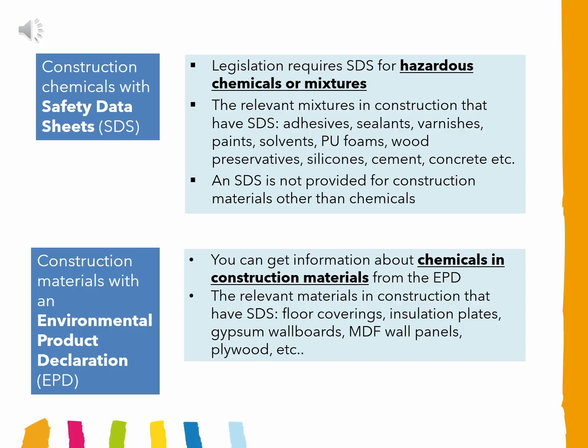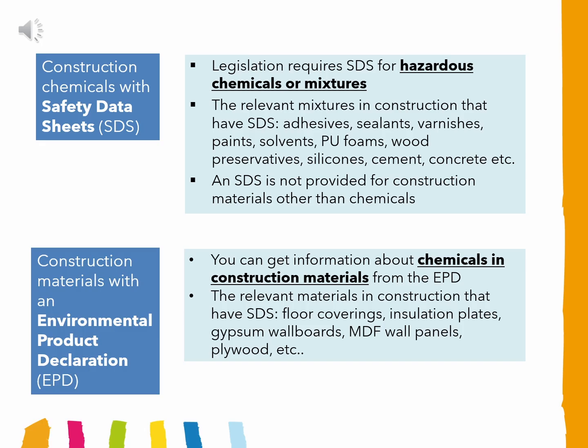In construction, we often work with both chemicals and materials, and these are regulated differently. Hazardous chemical mixtures, such as adhesives, sealants, paints, solvents, must legally come with a safety data sheet. Other construction materials, like insulation boards, gypsum wall boards, or floor coverings, don't have an SDS.